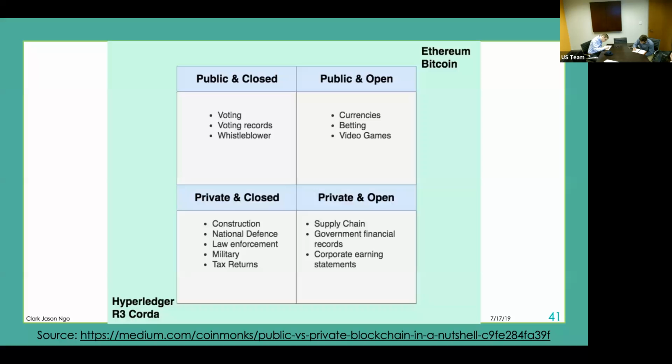Private and open, you would have supply chain. Definitely, you would want other people to see, let's say, your chicken is really organic. So people cannot change the information that says that, oh, this came from a very organic farm in the US, while it's really not. It came from somewhere else. So it's really helpful on that aspect.